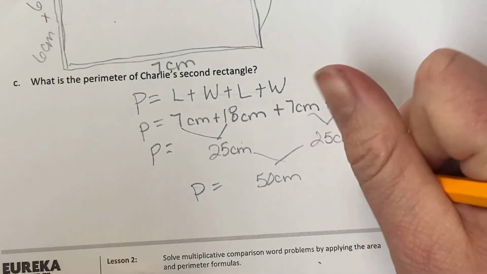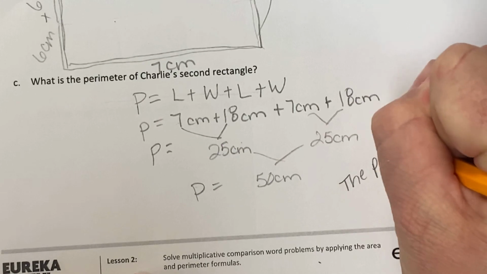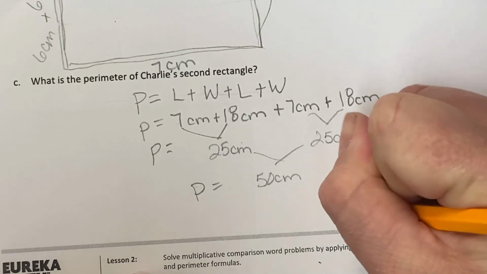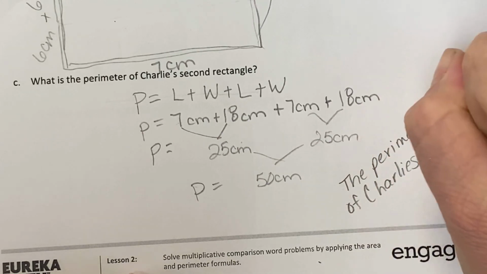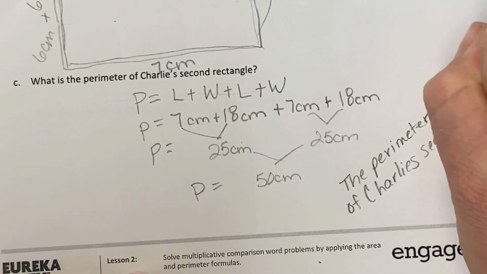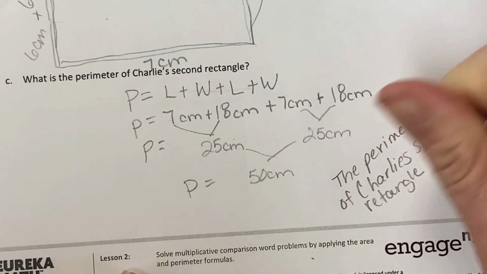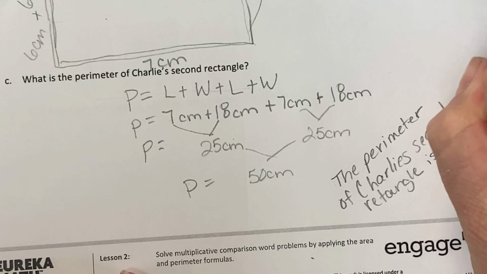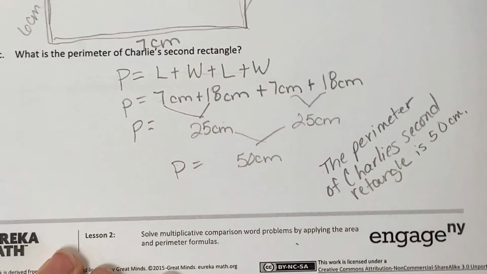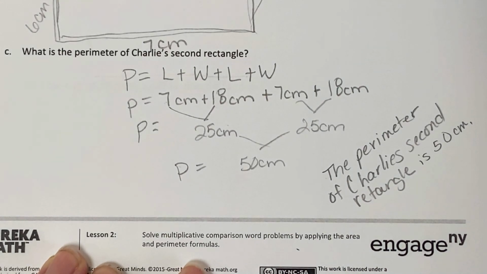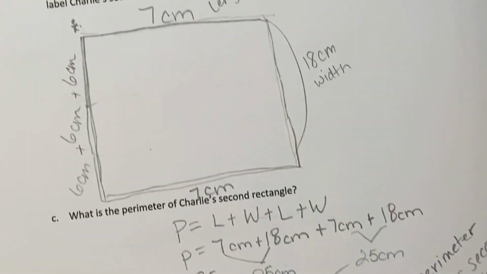So that's exactly what I would write. The perimeter of Charlie's second rectangle is 50 centimeters. And that is solving multiplication comparison word problems by applying the area and the perimeter. That's exactly what we did on these.